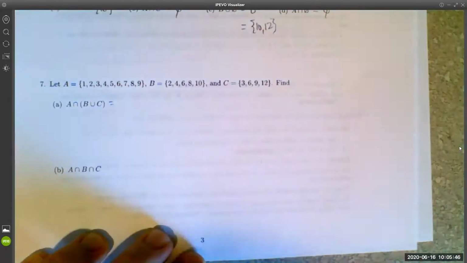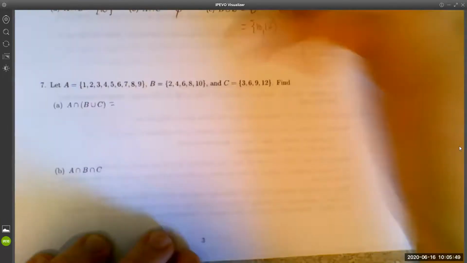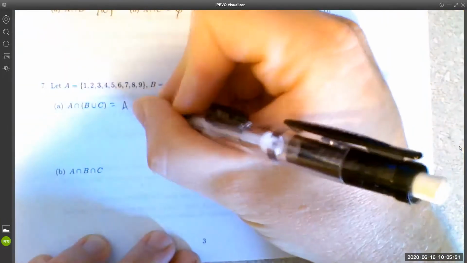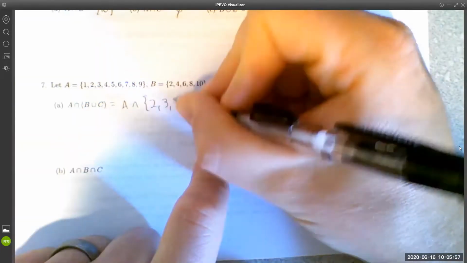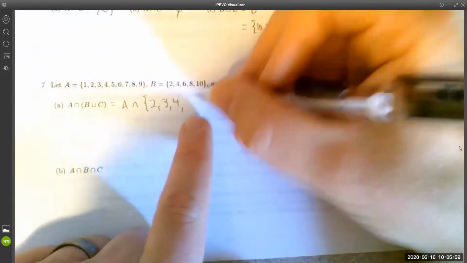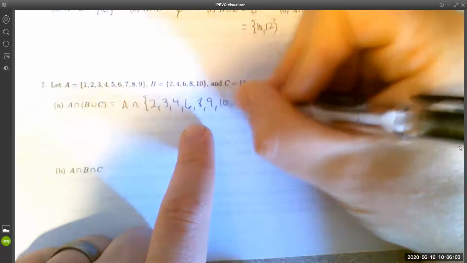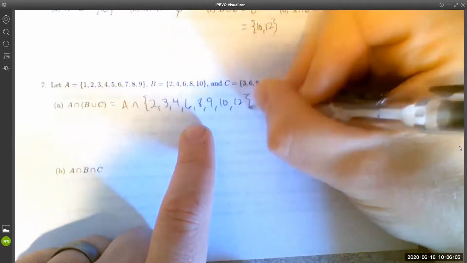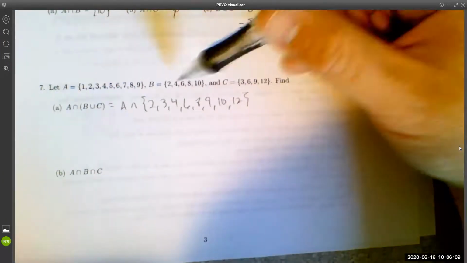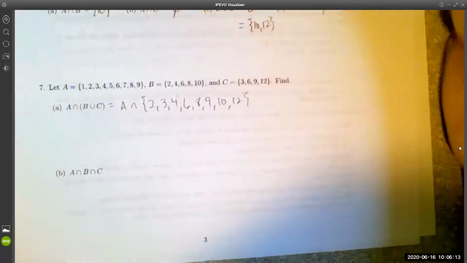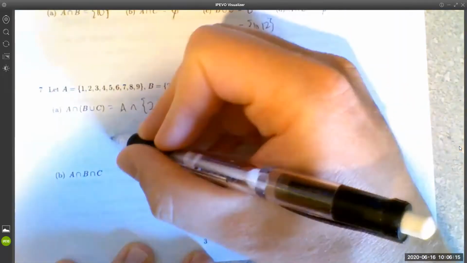Okay, I'm gonna go ahead and work mine out. So B union C. 2, 3, 4, 6, 8, 9, 10, and 12. Right? I think that gets them all. Okay. Now I want to intersect that with A.